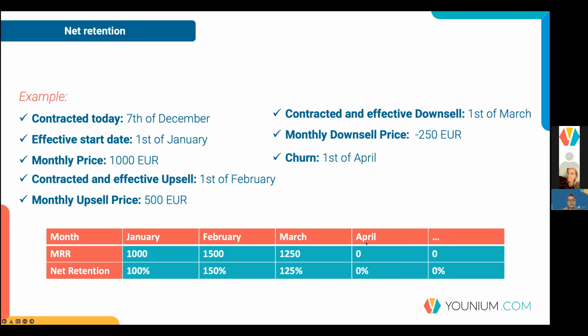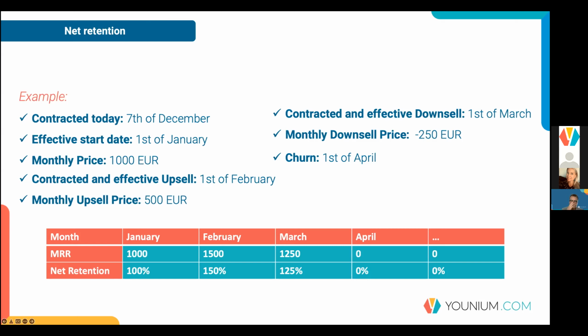So let's say we also come to April and the customer says, okay, we didn't like your service, or they folded, or let's use some other excuse, and they churned, and then obviously they won't pay anymore. So the MRR will be 0, and we retain 0% of our initial value of the contract, right?